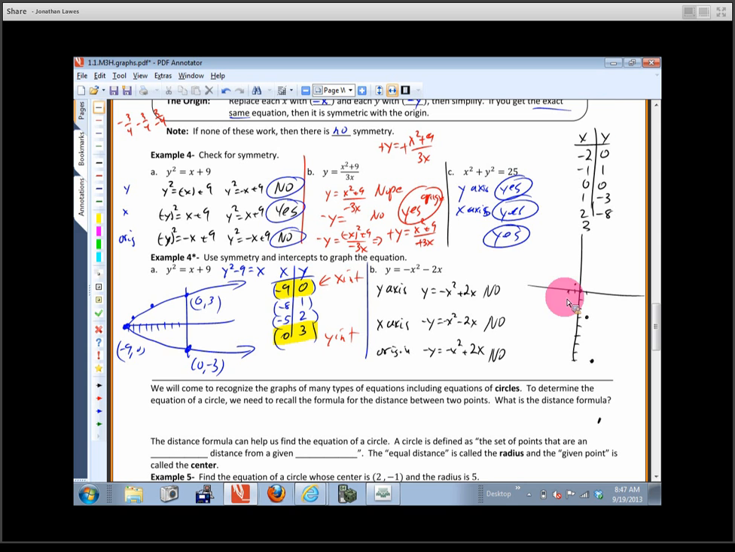Plug in -3. So let's see what happens if you plug in a -3. If you plug in a -3, guess what you get? You get -3. Okay? It is actually symmetric with that one right there. See these values that are kind of repeating here? It's this one right here. And then that's pretty darn good evidence that it looks something like this. Okay?